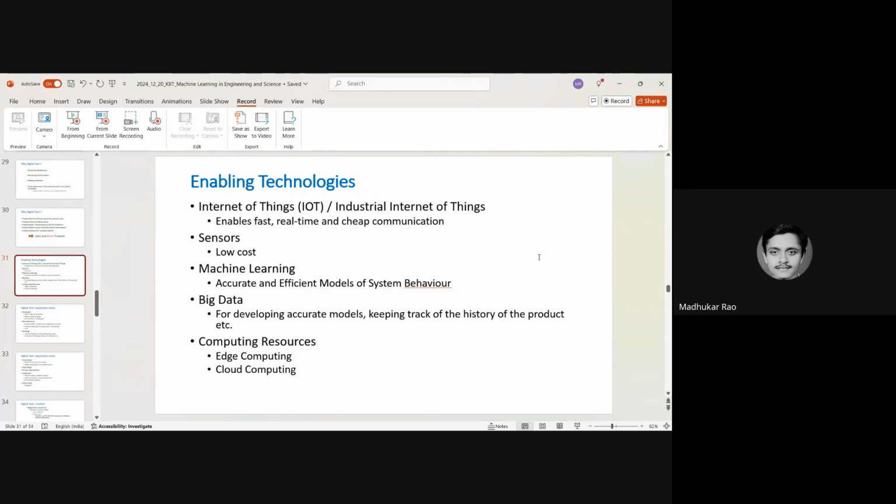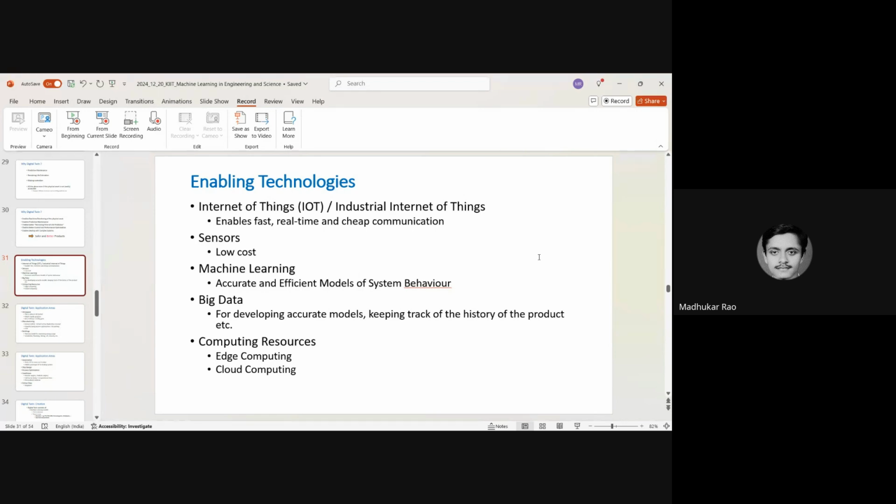So why the great interest in digital twin in the last 5-6 years? Because of several enabling technologies. First of all, we have much better and more powerful small computers and IoT devices, industrial Internet of Things, which enable fast and cheap communication. Low-cost sensors have really dropped in cost and are much more powerful. Machine learning has improved, so you can have accurate and efficient models of your system behavior.